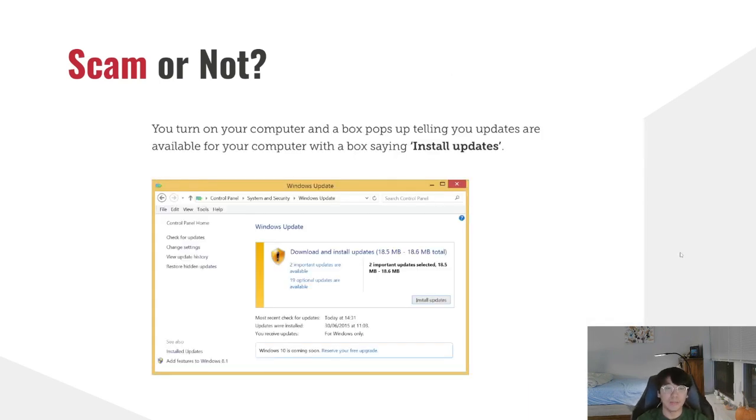Okay, last one. You turn on your computer and a box pops up. It's a pop-up message telling you that updates are available for your computer with a box saying install updates. So you can see Windows Update here. Windows Update, download and install update. 18.5 megabytes to 18.6 megabytes total. Two important updates selected. Install updates now. So, would you click this or not?